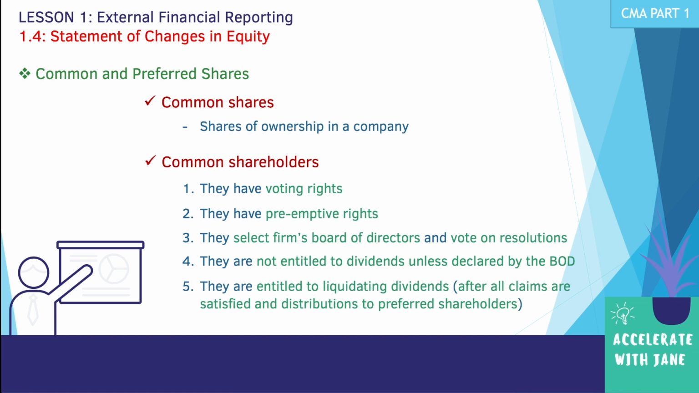So third feature, they can select a board of directors and vote on resolutions. Fourth, they are not entitled to dividends unless declared. Fifth, they are entitled to liquidating dividends but only after distributions to preferred shareholders. Meaning, the common shareholders are the last in line when it comes to companies' assets, which means that they will be paid only after creditors, bondholders, and preferred shareholders.